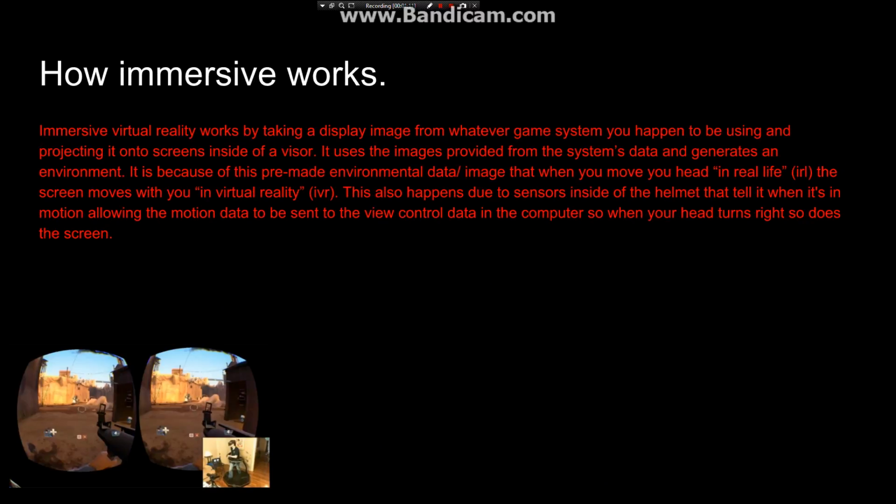How immersive works. Immersive virtual reality works by taking a display image from whatever game system you happen to be using and projecting it into screens on a visor. It uses the image provided from the system's data and generates an environment. It is because of this pre-made environmental data and image that when you move your head in real life, the screen moves with you in virtual reality. This also happens due to sensors inside of the helmet that tell you when it's in motion, allowing the motion data to be sent to view control data in the computer, so when your head turns right, so does the screen.